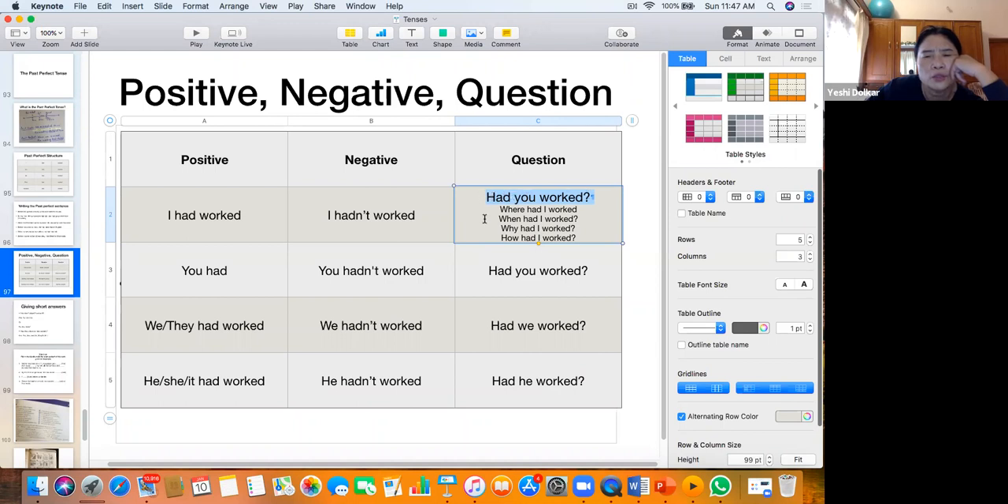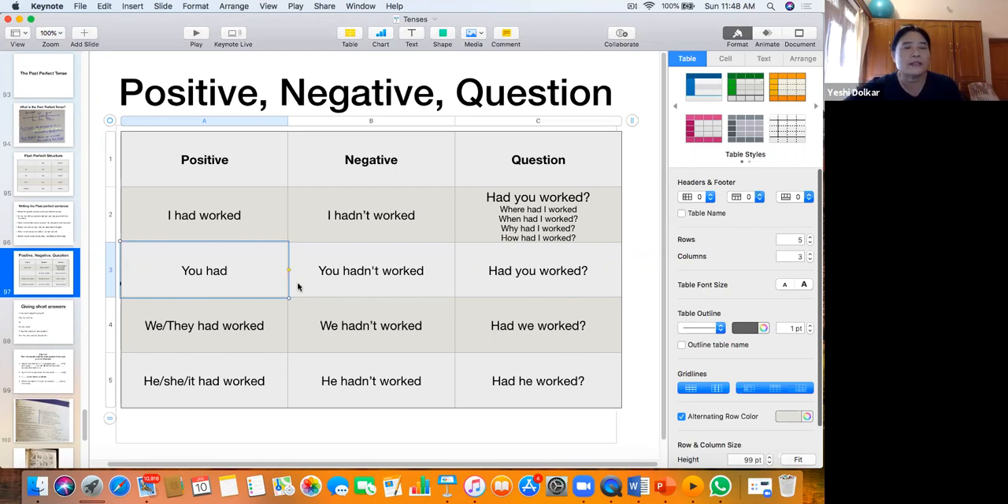All right, you just put question words there. Okay, you can see this is the same. You just put the question word there. All right, okay. So you had worked, right? You had worked. This is positive. You hadn't worked. All right. Then we and they had worked. We hadn't worked. Had we worked? Same. The pattern is the same. So it's not difficult at all. Okay. He, she, it, it's just had for all persons. All right. So positive, negative, and the question.